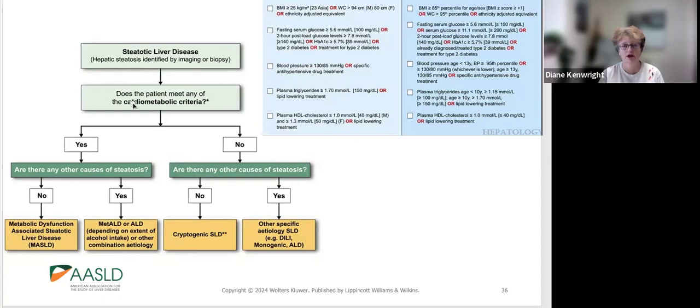Okay, so does the person meet any of the cardiometabolic criteria? Yes. Are there any other causes of steatosis? No. They have MASLD. Yes, they have MetALD, or just alcoholic liver disease, depending on how much alcohol and how metabolically abnormal they are. Does the patient meet any of the cardiometabolic criteria? No. Is there any other cause of steatosis? No, it's cryptogenic, or it might be another cause like alcoholic liver disease.